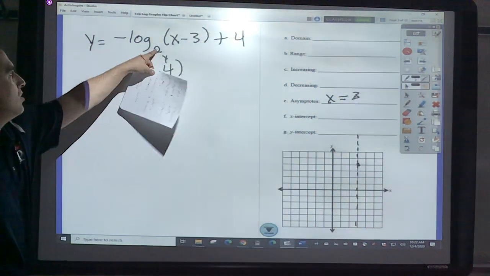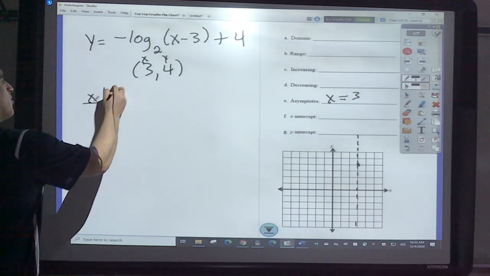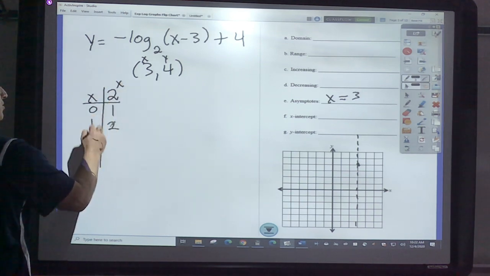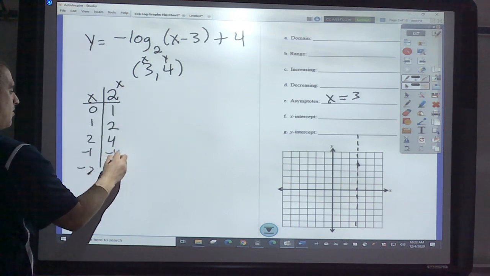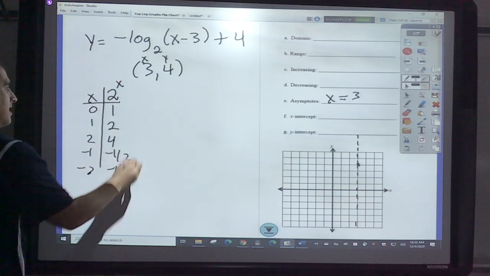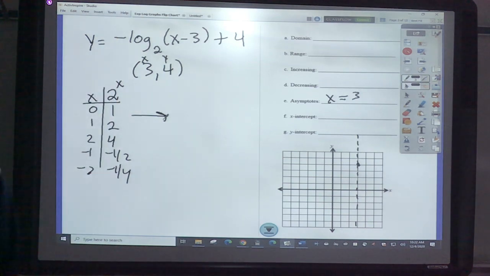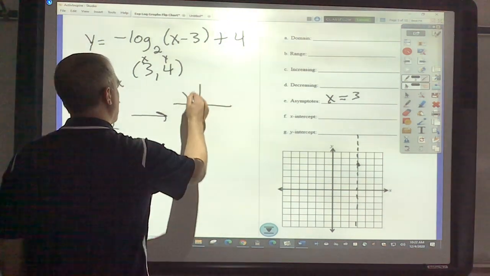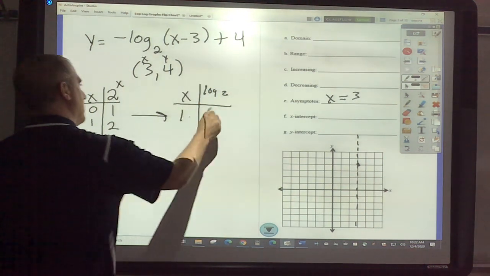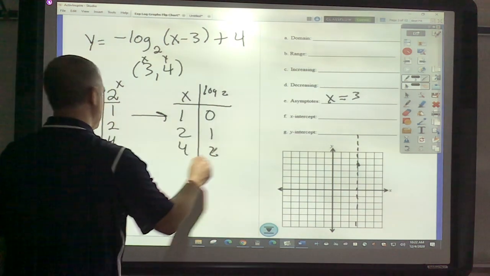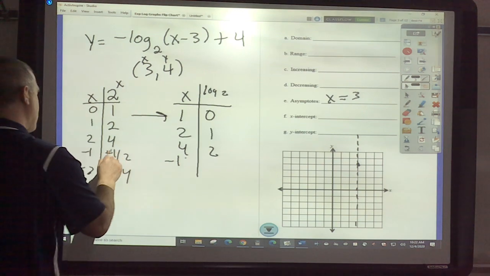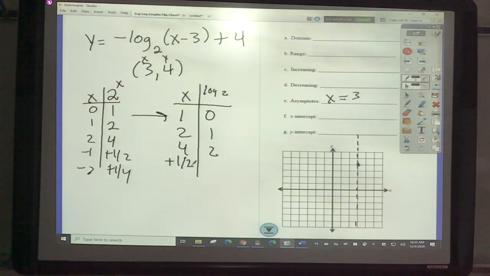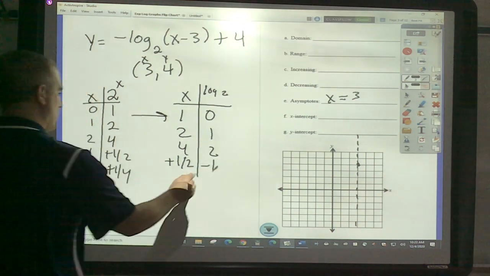Now, since I have a base of 2, I want to work from the exponential of 2. 2 to the 0 would be 1, 2 to the first is 2, 2 squared is 4, 2 to the negative 1 is 1/2, 2 to the negative 2 is 1/4. Now, I see I have a negative out here. I want to wait to apply that until I flip the chart. So my actual chart for my log base 2 would be 1, 0, 2, 1, 4, 2, not negative 1/2, positive 1/2, negative 1, 1/4, negative 2.